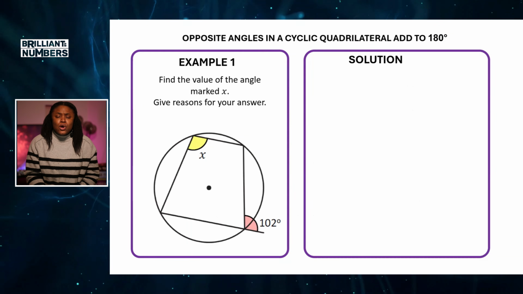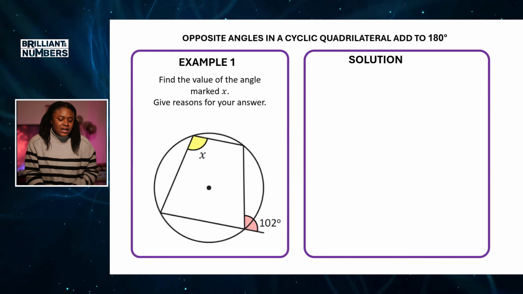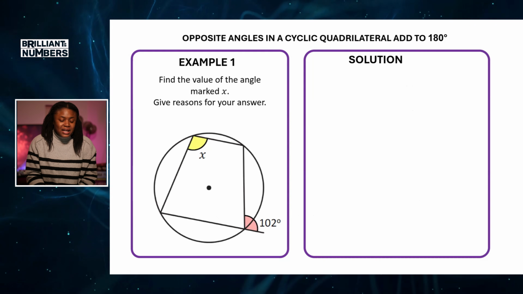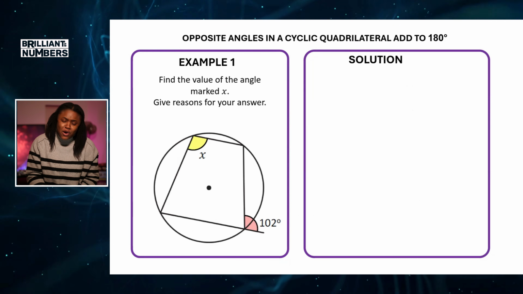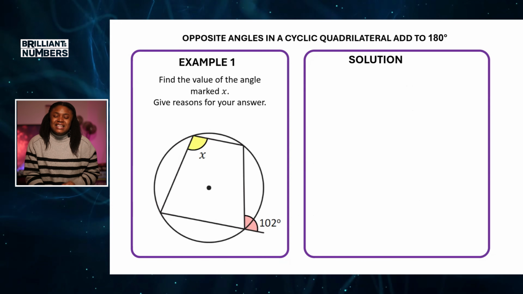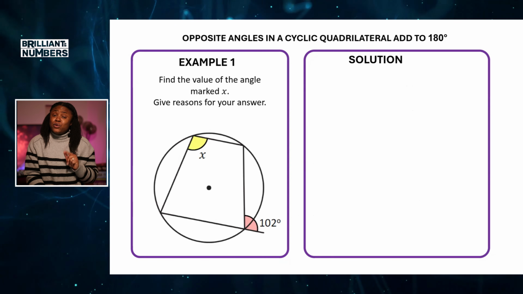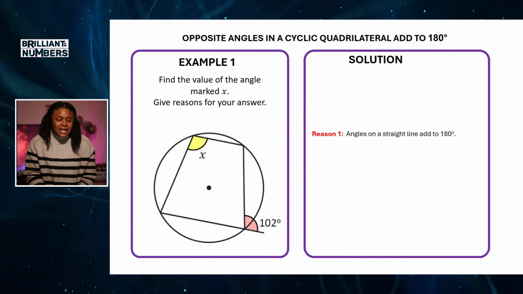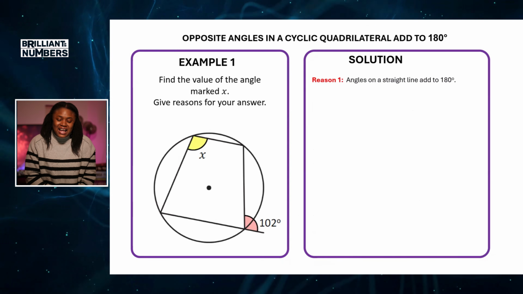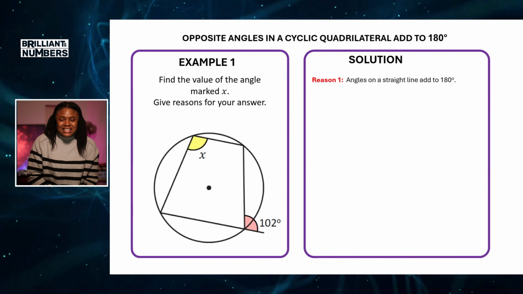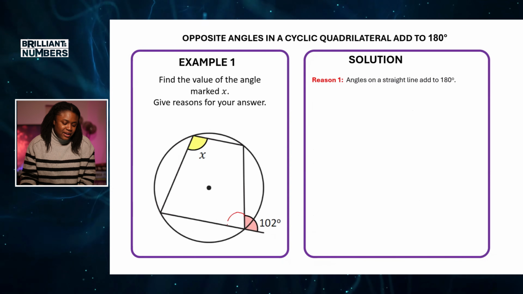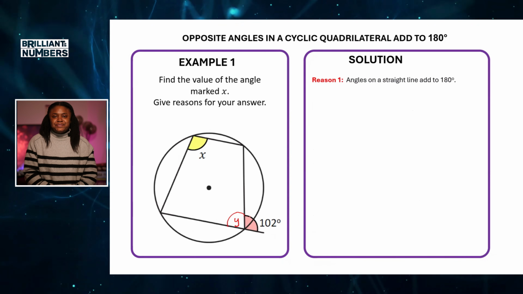So here, remember, we are thinking. I look at my diagram and I want to find the value of X. I then ask myself some questions. What key information could I use first of all to know at least one angle within the quadrilateral? My first reason is that angles on a straight line add to 180 degrees. So I can find this missing angle here, which I'm just going to call Y.